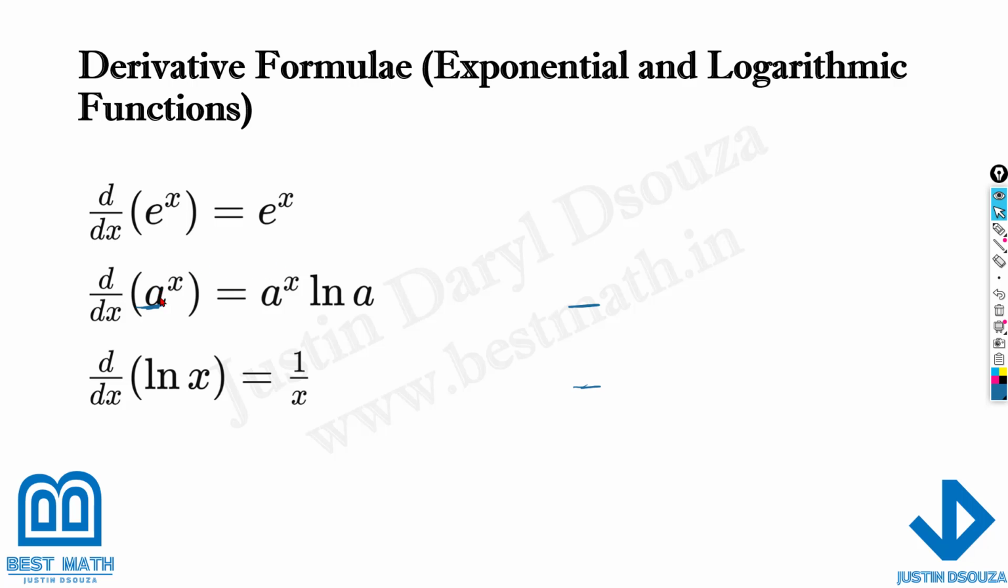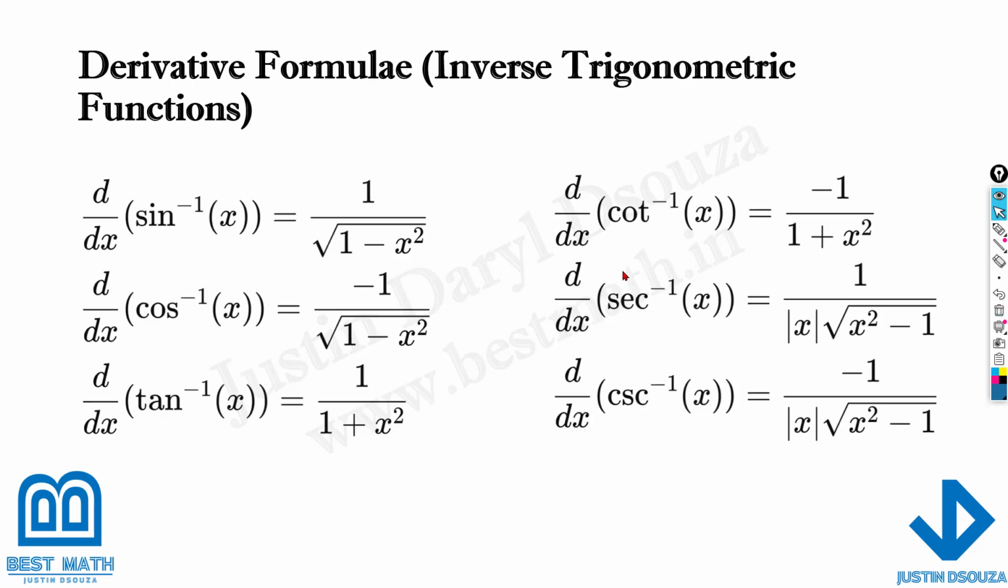Whereas if it's a constant term raised to the power, then it is a^x natural logarithm a, with whatever is the base written again over here. And natural logarithm x is 1 by x. And these are the inverse trig functions. I hope you remember these.